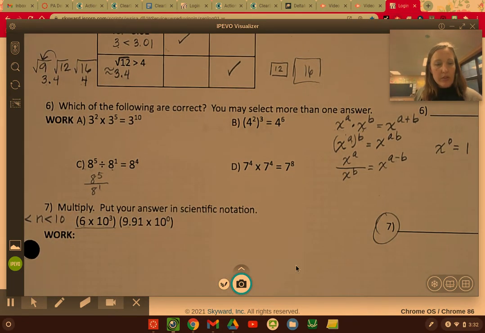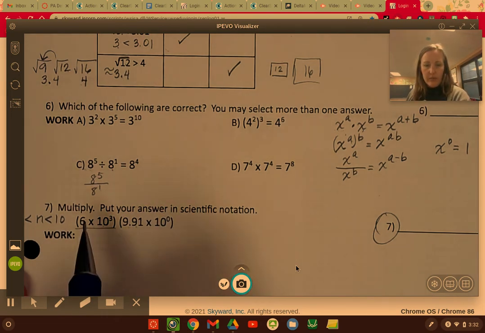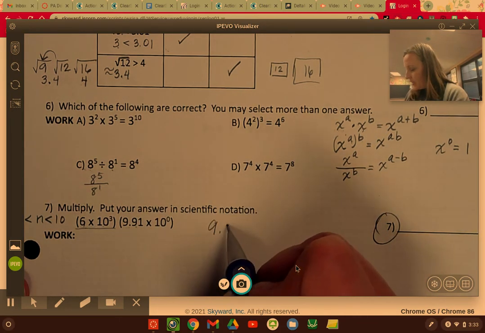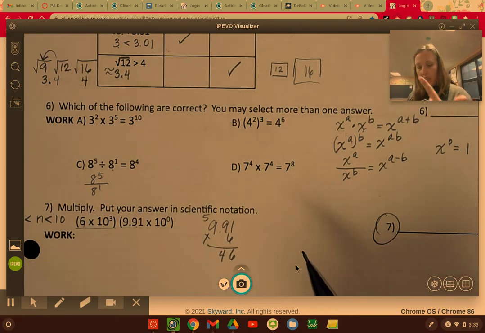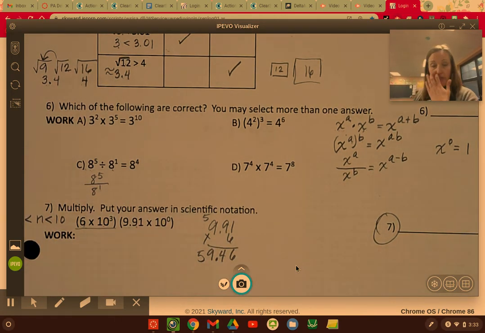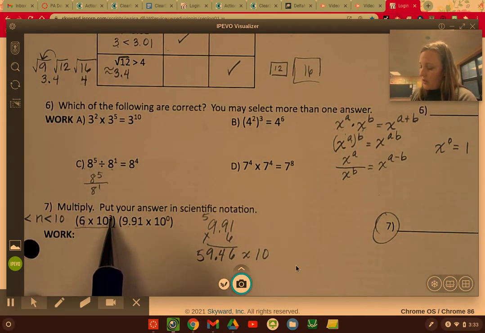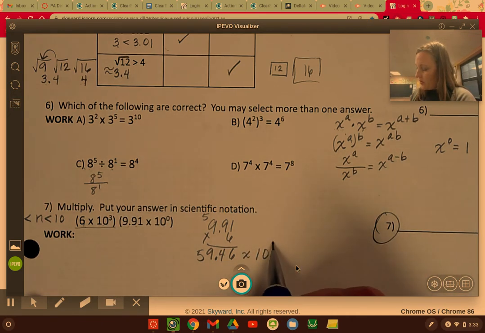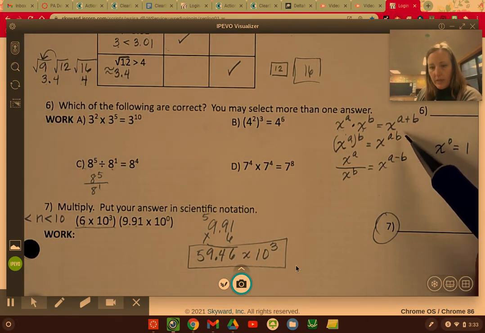Now, what we're going to do is treat this like a monomial of sorts, and we're going to multiply these as if they were like coefficients, kind of. We've done that in the past. They're not really, but we're going to multiply 9.91 times 6. 6 times 9 is 54, 55, 56, 57, 58, 59. And I move my decimal over twice. So I have 59 and 46 hundredths times 10 to the 3 plus 0 to the third. I took advantage of the rule that we talked about up here where I can add those exponents.